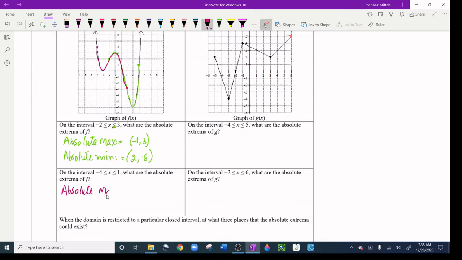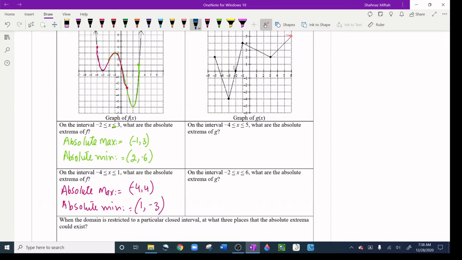Absolute maximum, my absolute maximum is this, that's the y value which is the greatest one, it's -4 and 4, and my absolute minimum, which is going to be -3, and 1 is the x value and -3 is the y value. There. Now let's go for this one.